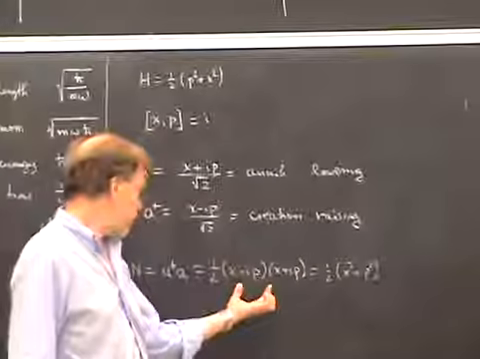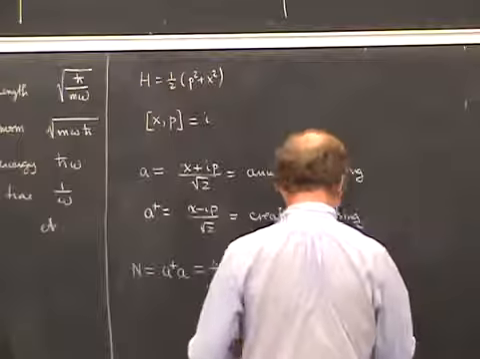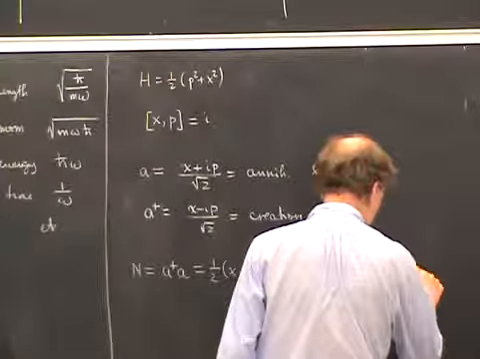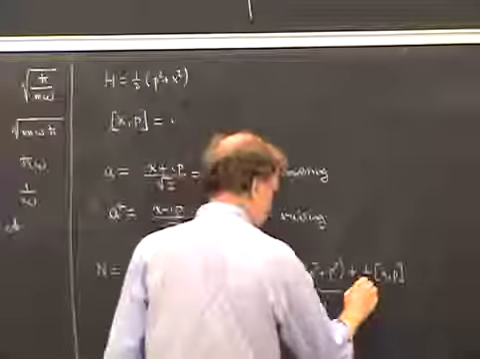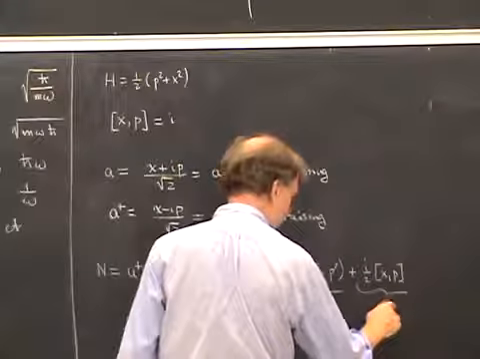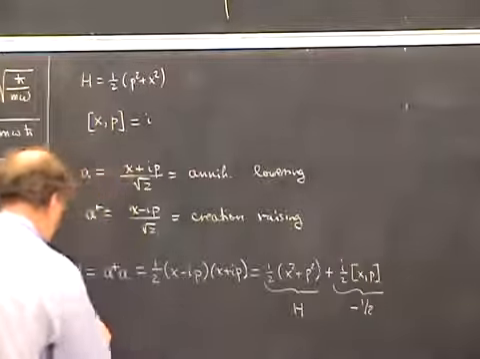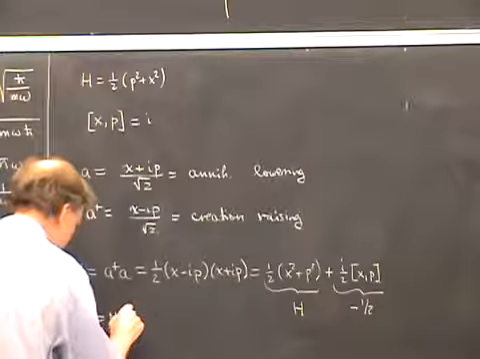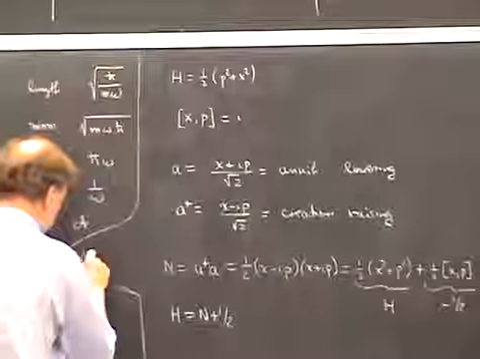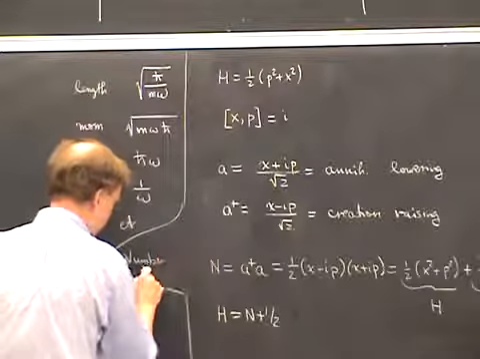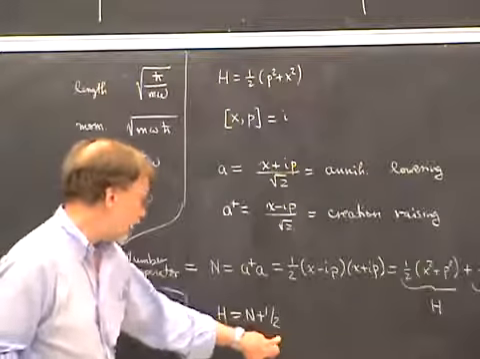But because these are operators, there's also a commutator that occurs. You get x times ip minus p times ix, divided by 2. So you get i over 2 times the commutator of x with p. So this first term is the Hamiltonian, and the second term is i over 2 times i, because that's what the commutator is, so it's minus 1/2. And so we can summarize this, if I bring the 1/2 over to the other side, by saying that H is equal to n plus 1/2. The n operator, by the way, is called the number operator. And the result of this is that the Hamiltonian is the number operator plus 1/2.